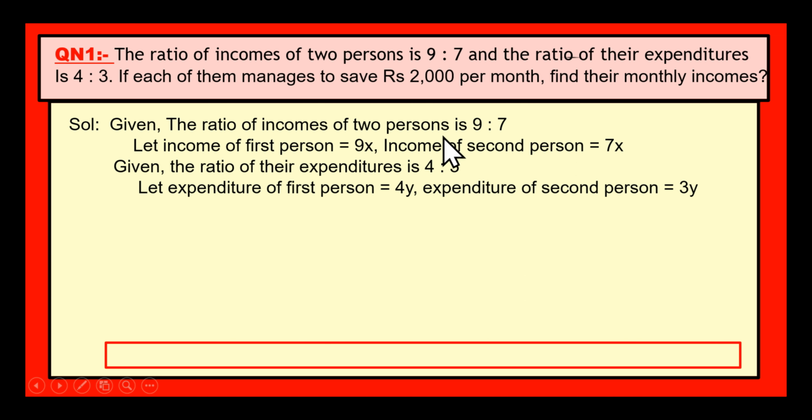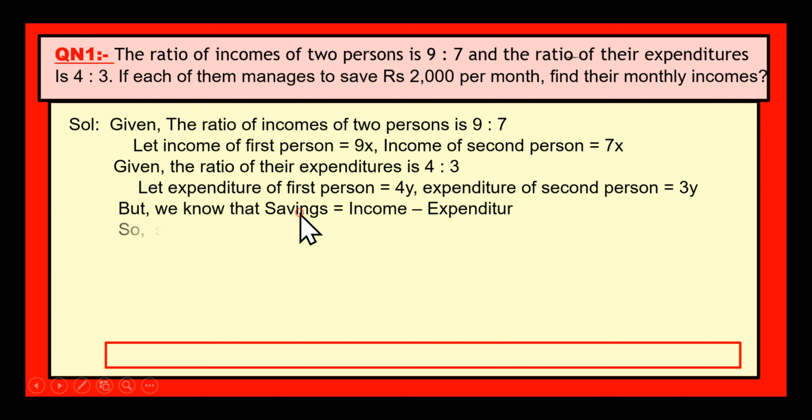the expenditure of the second person is 3y. Here, we assumed the constant of proportionality in income as x, so that the income of the first person is 9x and the income of the second person is 7x. Similarly, we assume the constant of proportionality in expenditure as y, so that the expenditure of the first person is 4y and the expenditure of the second person is 3y. Now we know that the saving is equal to income minus expenditure. Income minus expenditure is equal to saving.